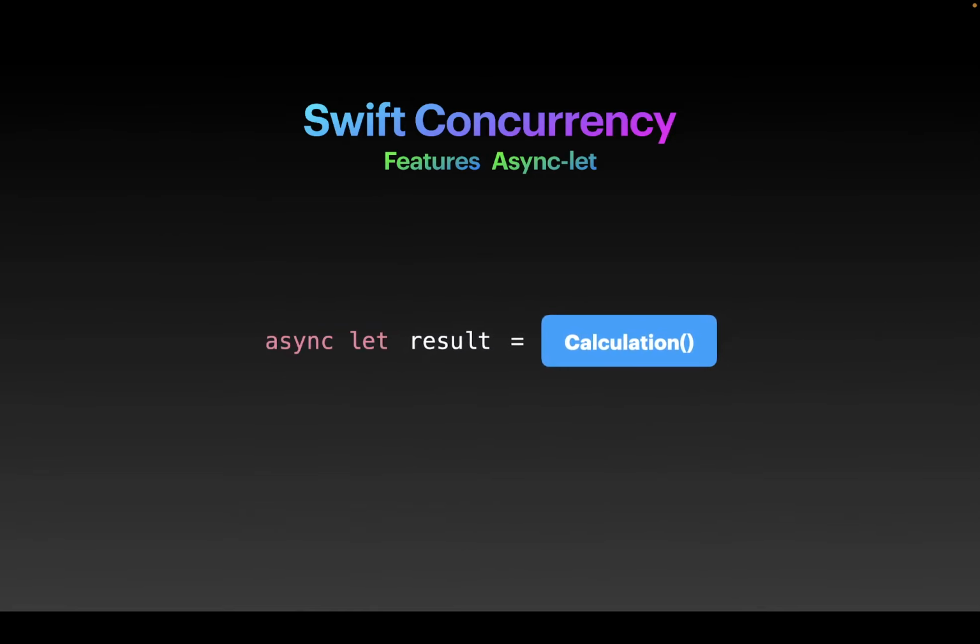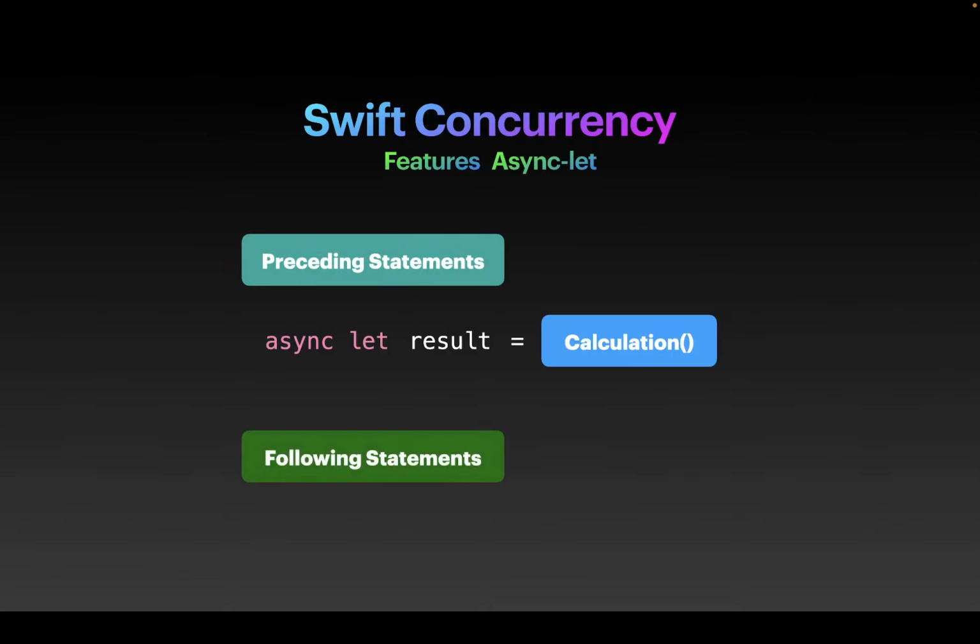So now let's look at the feature called async let. Let's change the syntax to this one. Now we have async let result, assigned with the calculation, but there's no await keyword before the calculation. Of course, we still have preceding and following statements. Let's look at the code flow. Again, we first execute all the preceding statements. When it goes to the calculation with async let, it creates a child task and runs things concurrently, so we don't block the current execution.